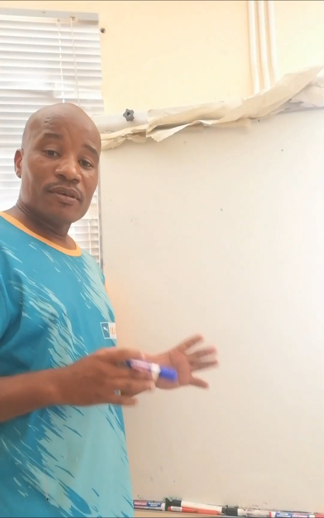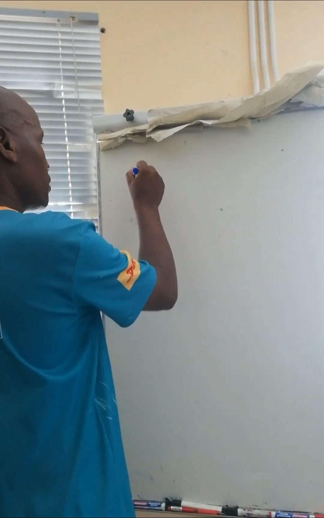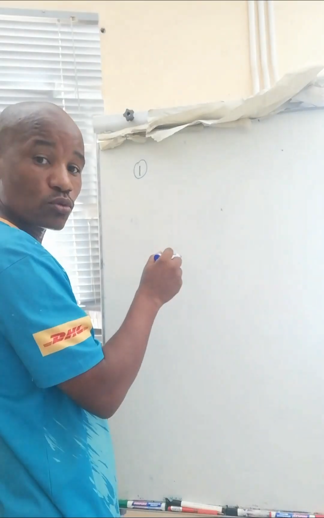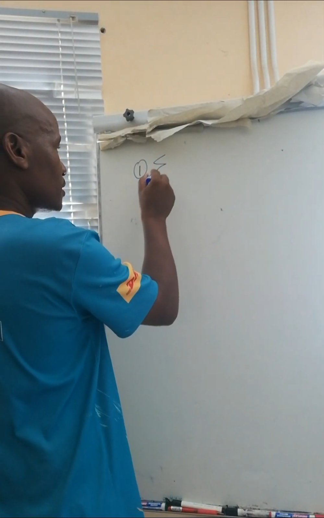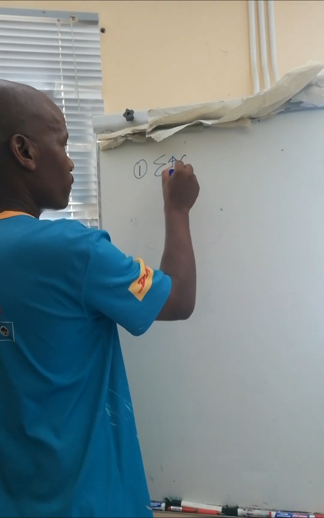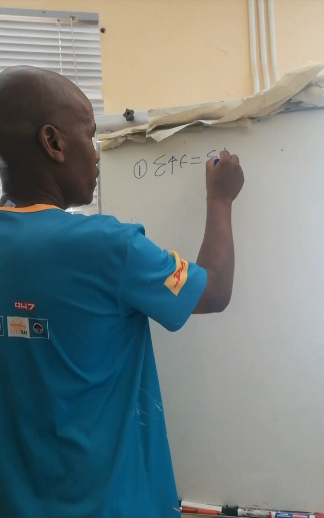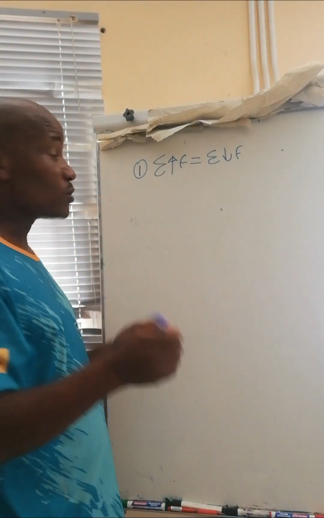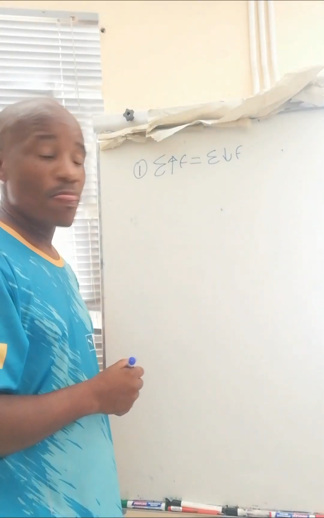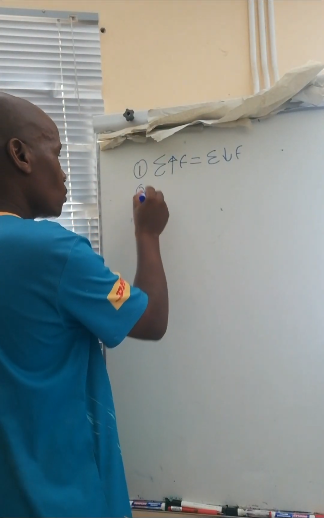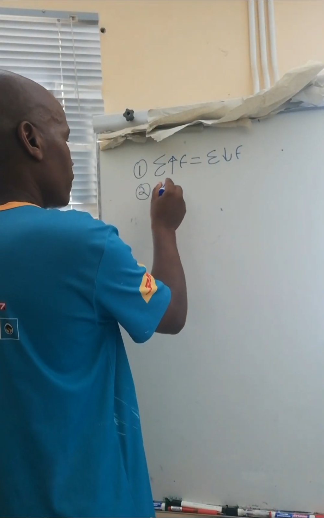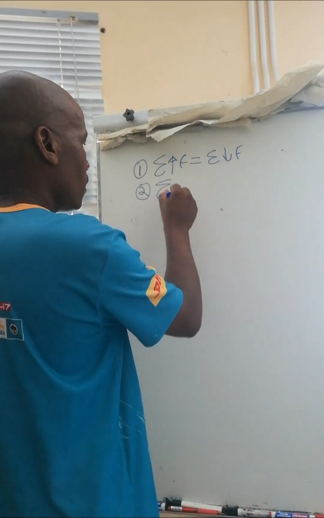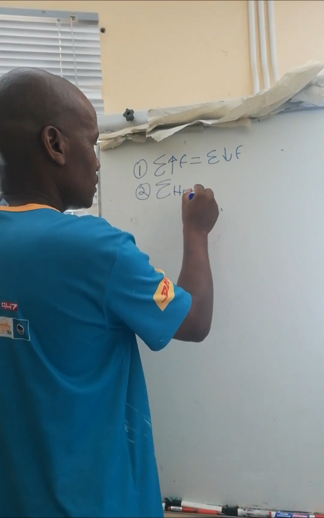For a beam, to say that thing is a beam, it must satisfy three conditions. And one of those conditions is that the sum of the upward forces is equal to the sum of the downward forces. Normally, from the engineering point of view, that's how we write it.